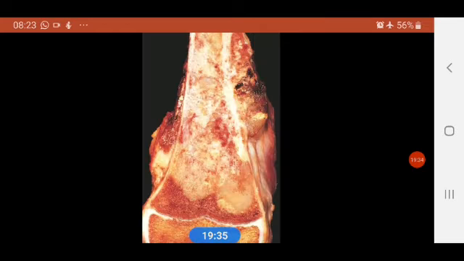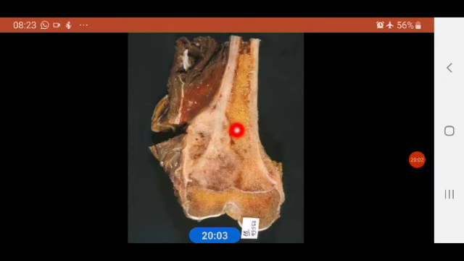Okay, so now about the gross. The gross is described as: this is a cut section of the bone showing an irregular grey white gritty lesion with areas of hemorrhage. Let me describe again. It's a cut section of bone showing a grey white gritty lesion which is irregular with areas of hemorrhage. This is another one, a gritty irregular growth pushing the muscles.